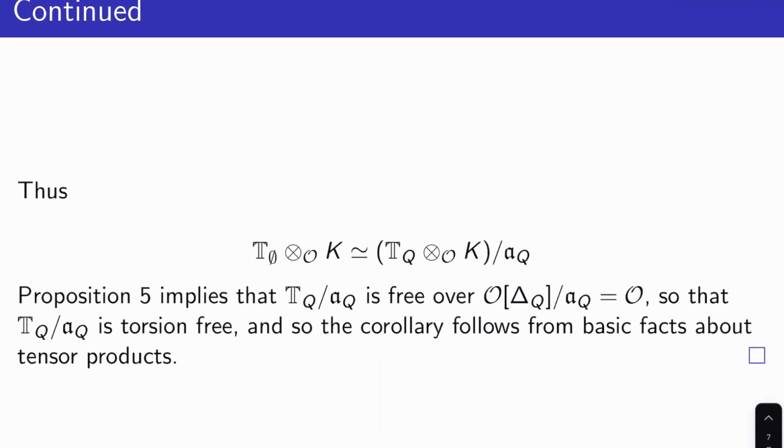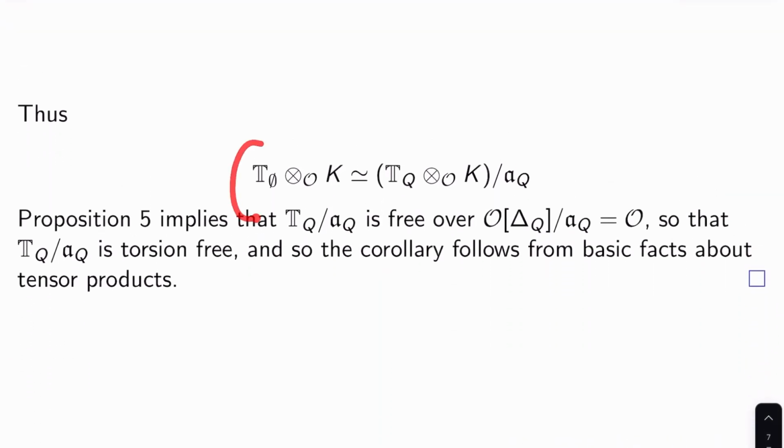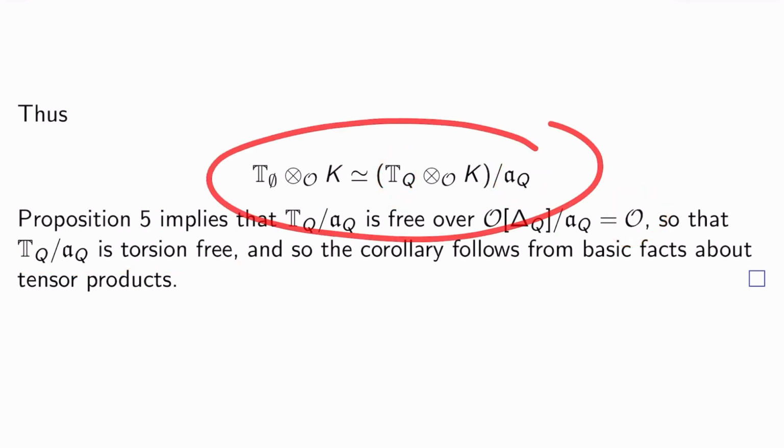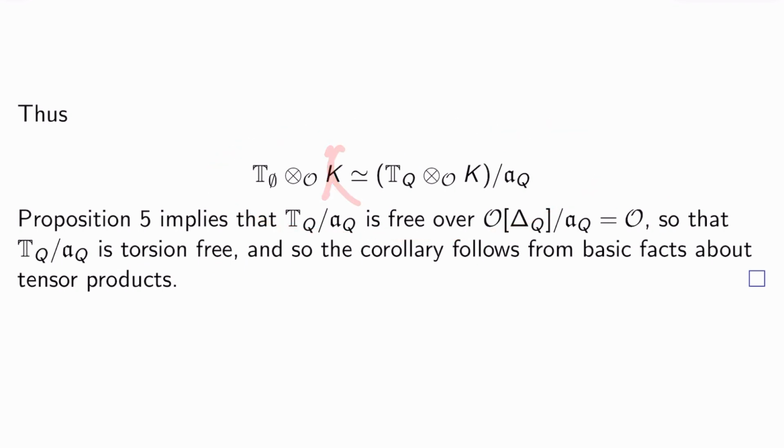All right, so in other words, we've shown that T empty set tensored up to K is isomorphic to T_Q tensored up to K mod A_Q. Now, proposition 5, remember this is supposed to be a corollary of proposition 5 and we haven't used it yet. Proposition 5 implies that T_Q mod A_Q is free over O[Δ_Q] mod A_Q, which is O. So this quotient is free over O, but that means T_Q mod A_Q is torsion-free, and so it was actually enough to check this isomorphism after tensoring up to K by basic facts about tensor products. And so we're done. And that's the corollary to proposition 5.